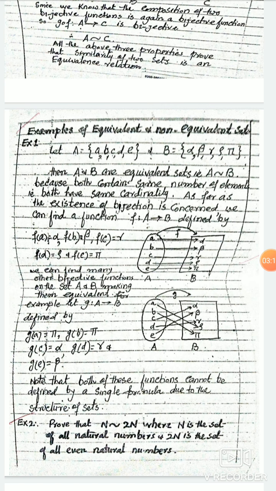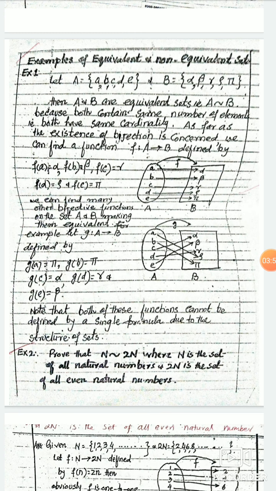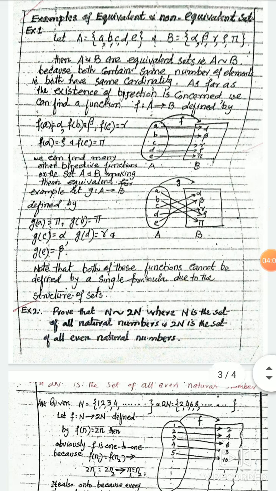As far as the existence of a bijection is concerned, we can find a function f from A to B defined by f of a is equal to alpha, f of b is equal to beta, f of c is equal to gamma, f of d is equal to delta and f of e is equal to phi. So we can find many other bijective functions on the sets A and B, making them equivalent. For example, g from A to B defined by g of a is equal to delta, g of b is equal to phi, g of c is equal to alpha, g of d is equal to gamma and g of e is equal to beta. Note that both these functions cannot be defined by a single formula due to the structure of the sets.